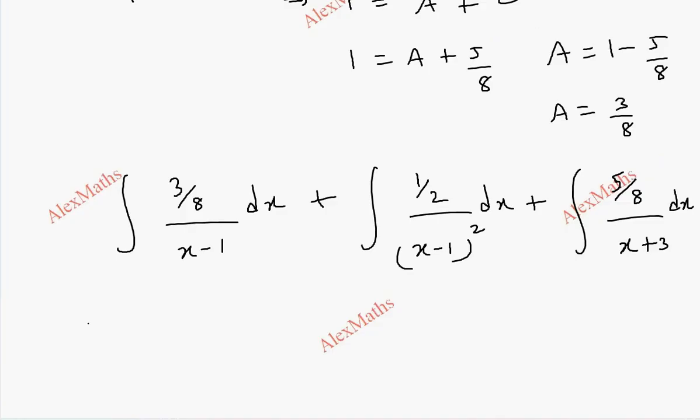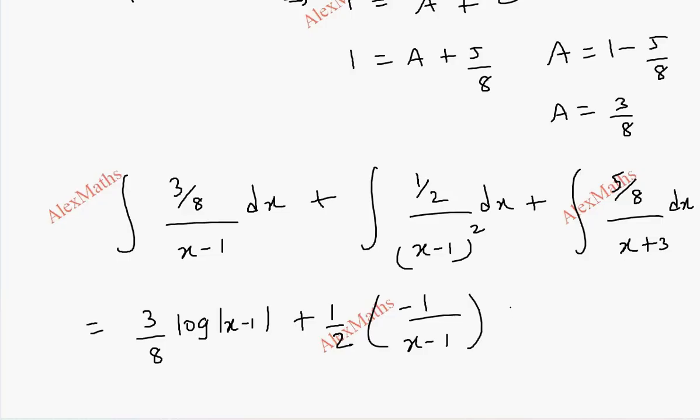Now if I integrate this, this is (3/8) log|x − 1| + 1/2 times the integration, which is −1/(x − 1), and this is (5/8) log|x + 3|, then plus C. This is our final answer.